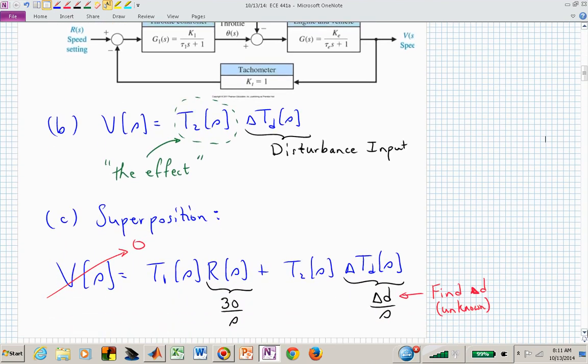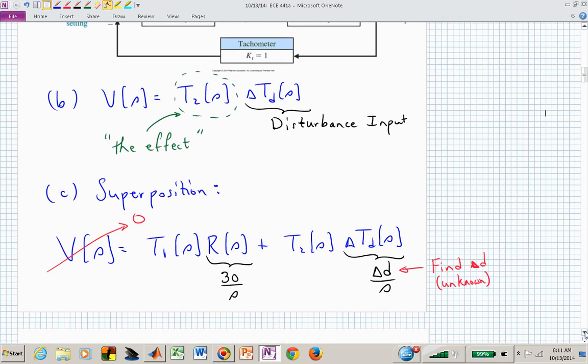In part C, you're told that the reference input is 30 and it's constant. So in the frequency domain, you have a constant that's 30 over S. That's like a unit step scaled by 30. Again, I don't remember the units on 30, but that's in the problem. But you know it's 30. You are told you want to find this disturbance value. Delta D is just a constant.